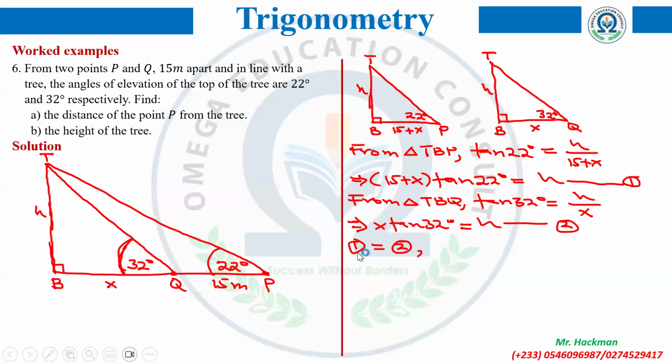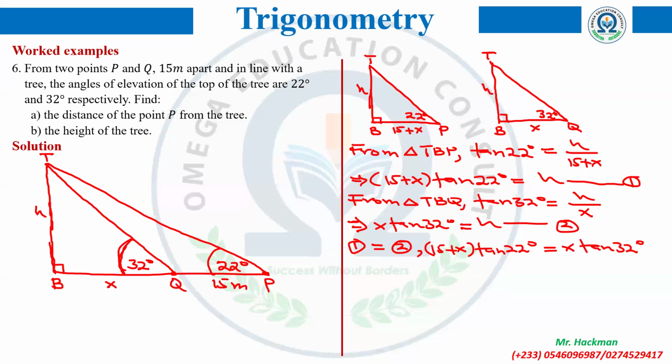All right, so equation 1 is equal to equation 2. So this, my 15 plus x, tan 22 degrees should be equal to the same h, which is equal to this, so it should be equal to x tan 32 degrees. All correct?